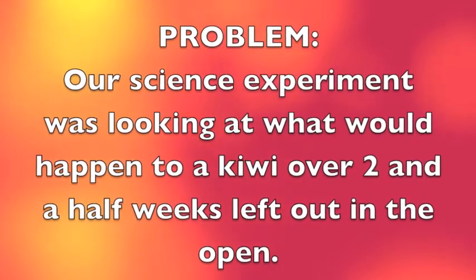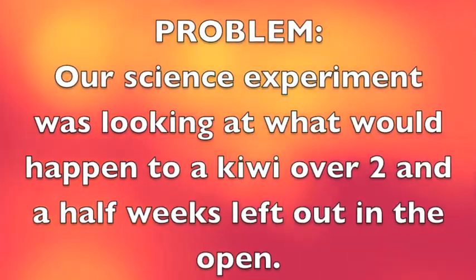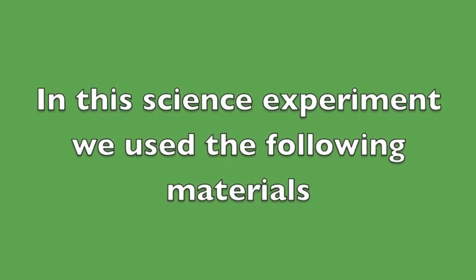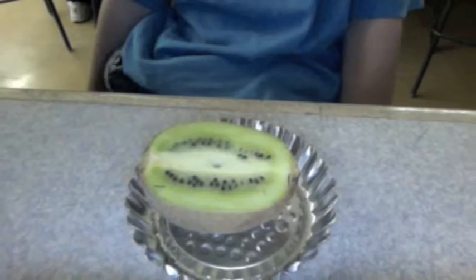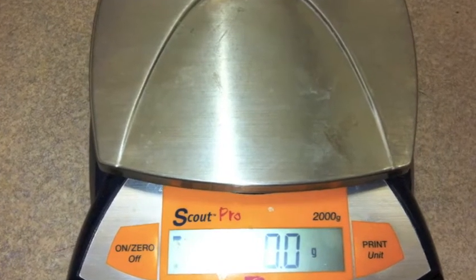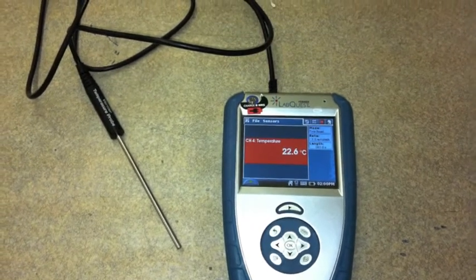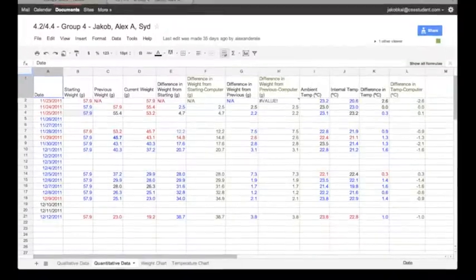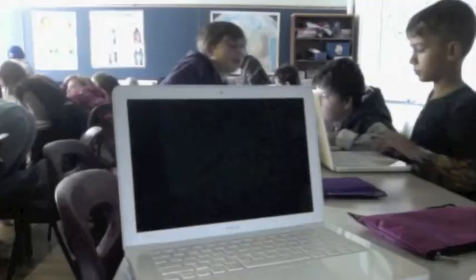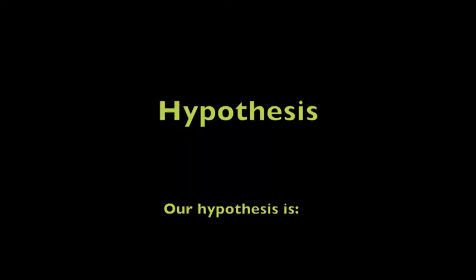Our science experiment was looking at what will happen to a kiwi over 2.5 weeks left out in the open. In this science experiment, we used the following materials: a kiwi as our specimen, a digital weight scale to tell the weight of our specimen, a digital temperature probe to tell the internal temperature inside the specimen, Google Docs to keep track of our fruit changes, and a computer where our Google Docs stood on.